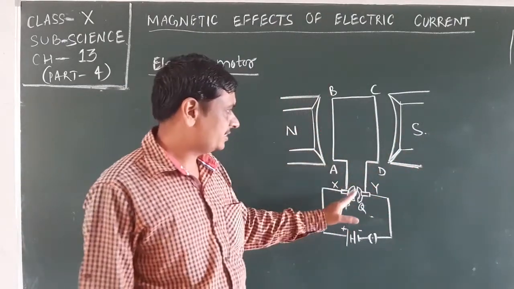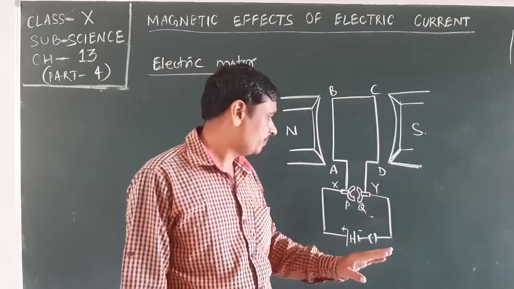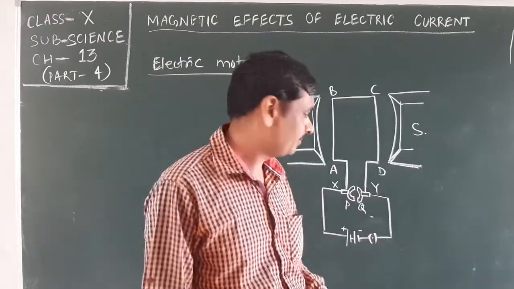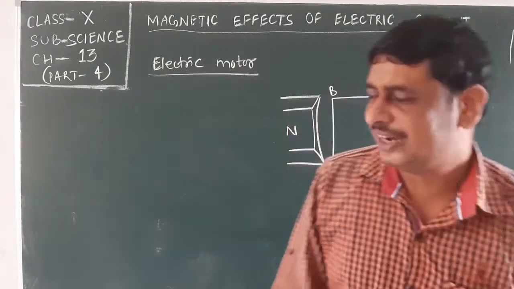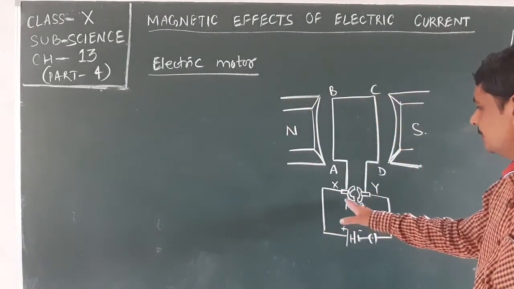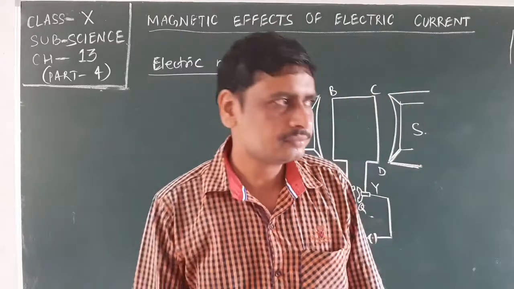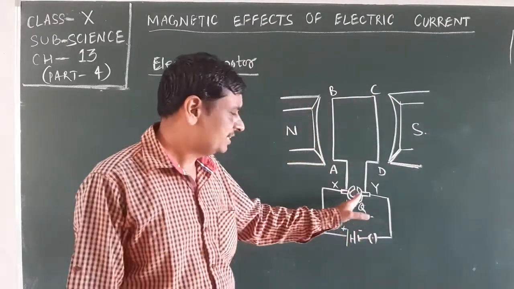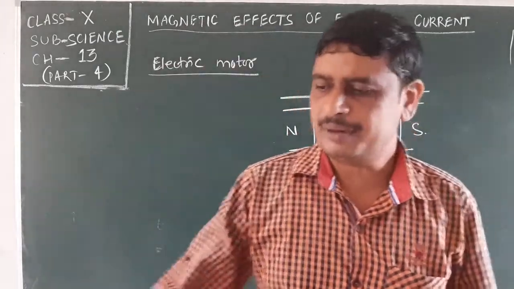Both the ends of the coil, that is the armature, are attached to two split rings with the help of brushes. The split rings are P and Q, and the brushes are X and Y. Here, the split rings are made of copper metal.